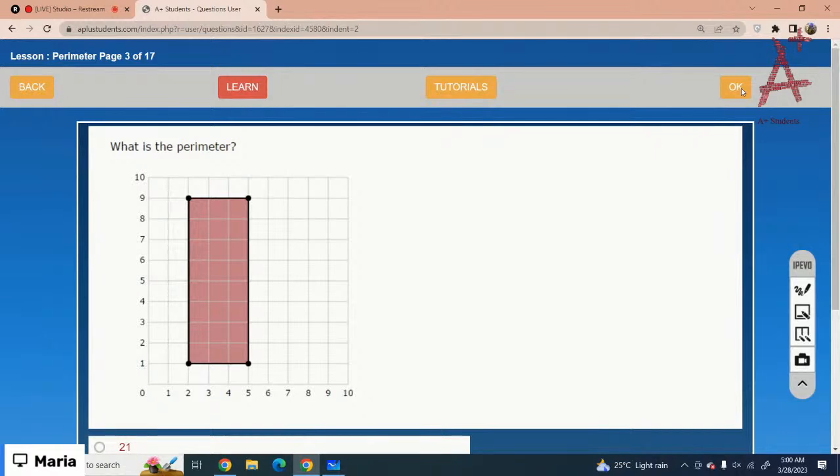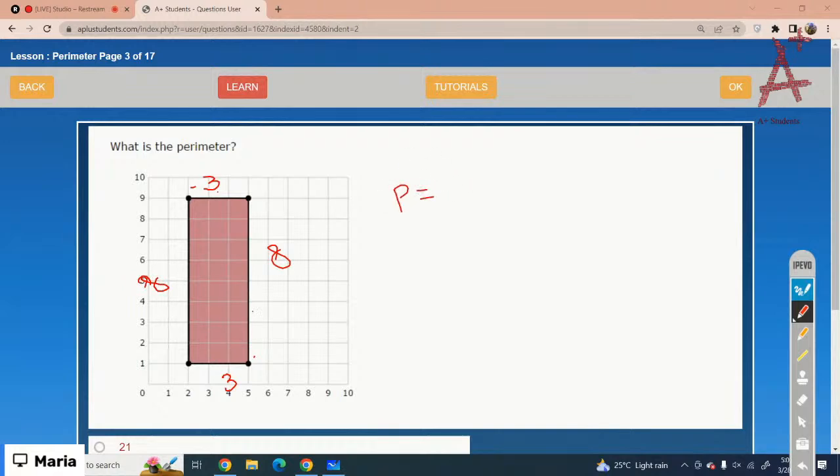What is the perimeter? You have to calculate the length. You can simply count the blocks. It would be 1, 2, 3. Here you have 3, here you have 3. Then you have 1, 2, 3, 4, 5, 6, 7, 8. Here you have 8 and here you have 8. For the perimeter, you simply need to add all the side lengths.